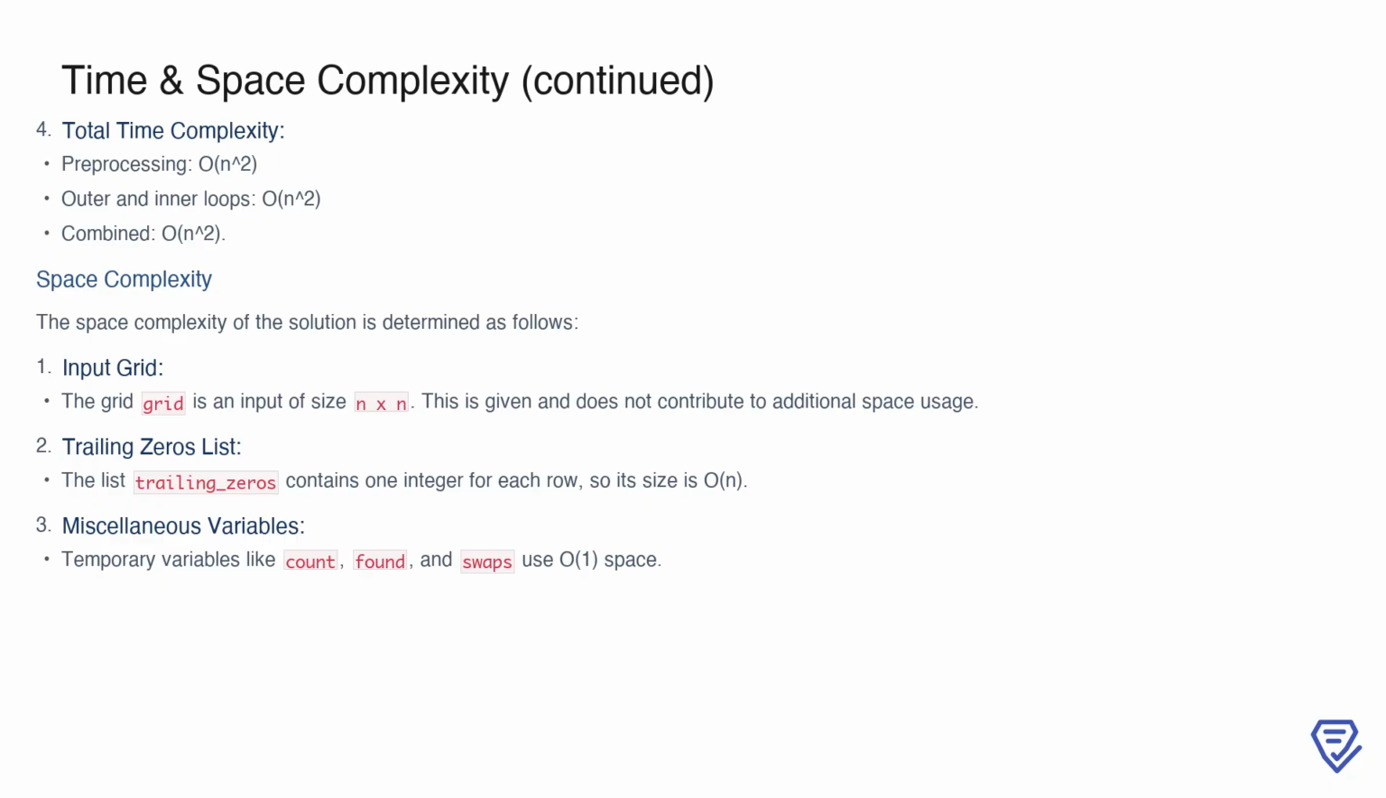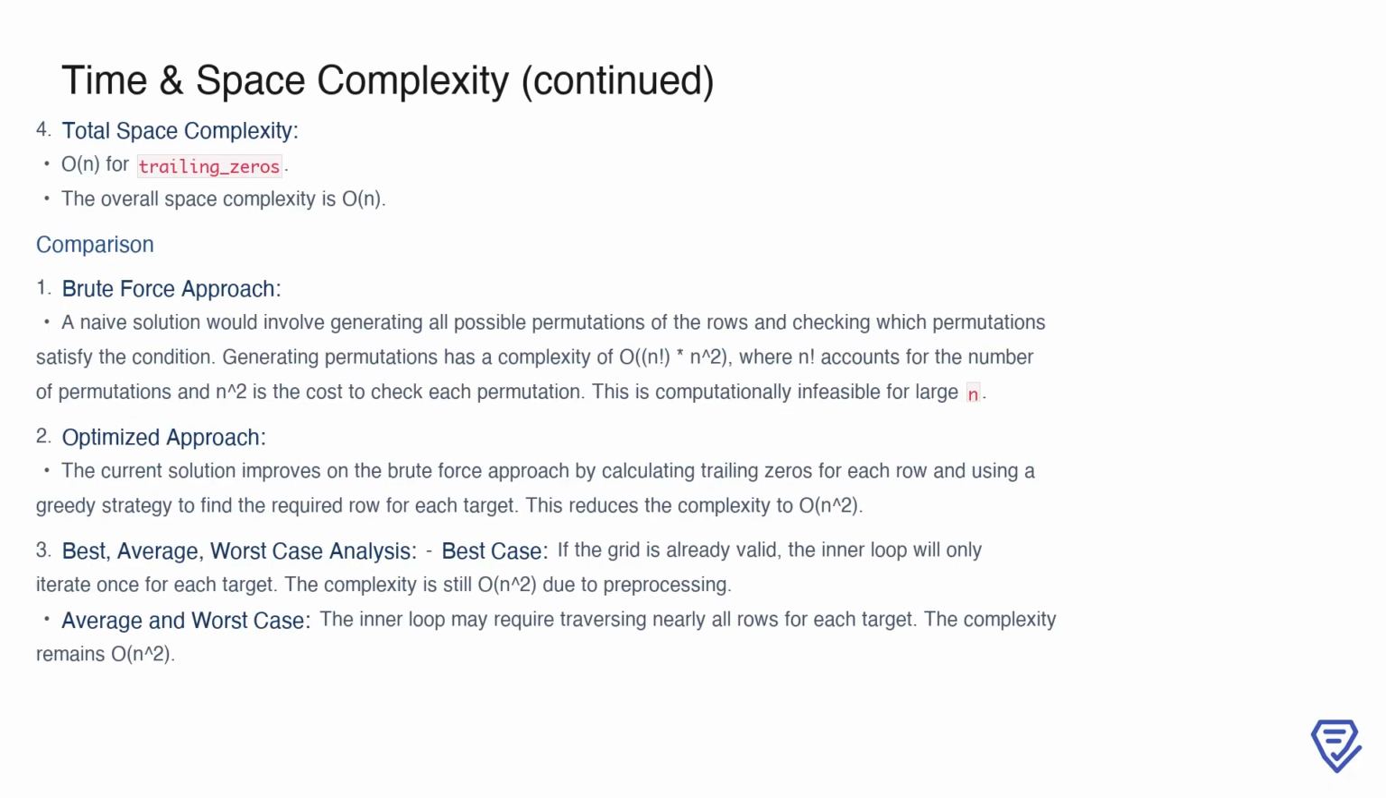Now, let's examine the space complexity. The input grid itself, which is of size n by n, is given and does not count as additional space usage. The trailing_zeros list, which stores one integer per row, requires O(n) space. Finally, other temporary variables like count, found, and swaps only use constant space, or O(1). Adding all these considerations together, the total space complexity is O(n), primarily due to the trailing_zeros list.